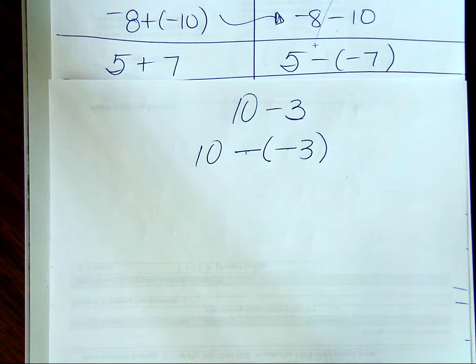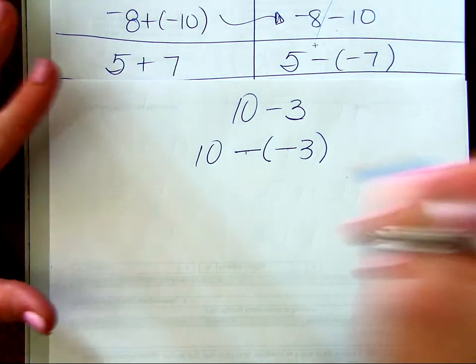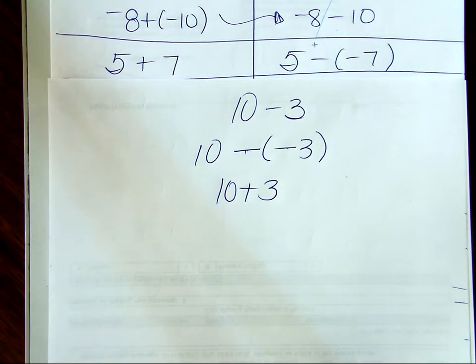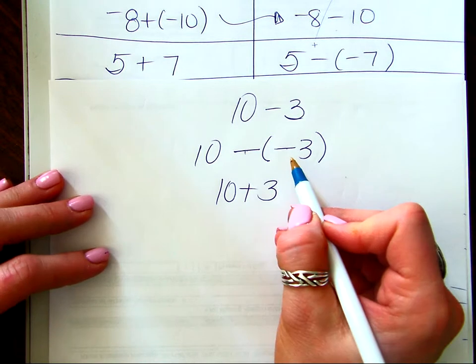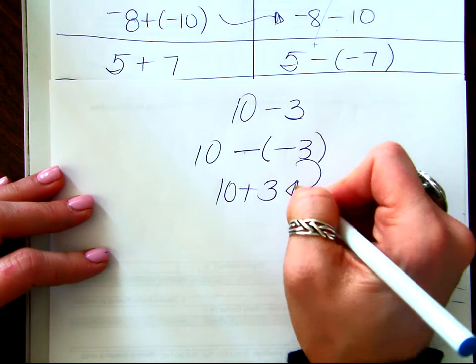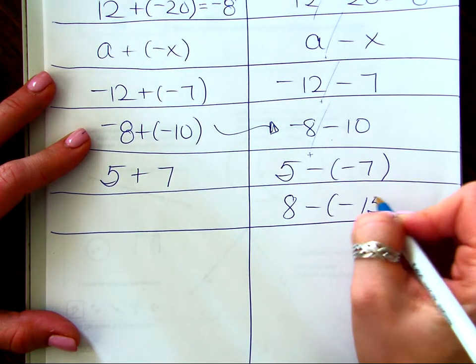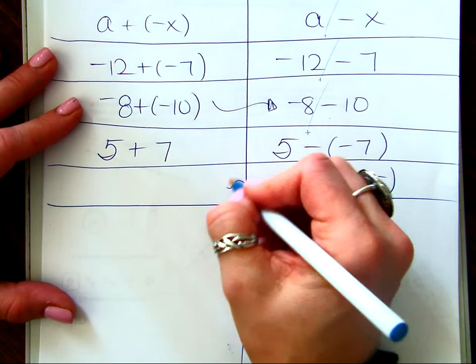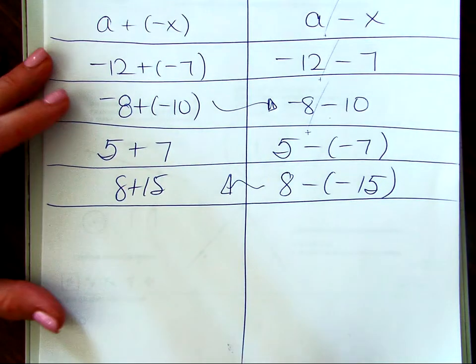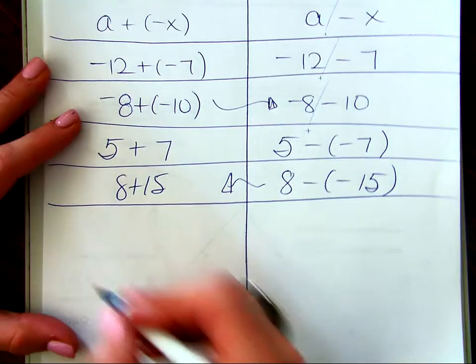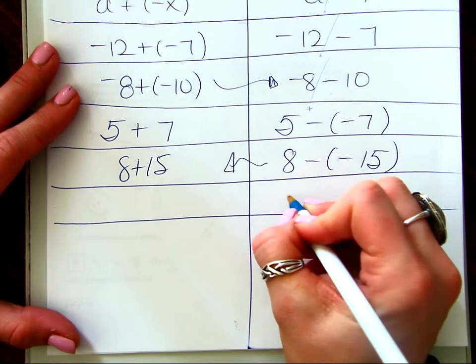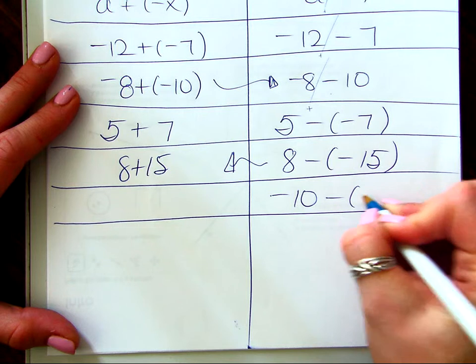So what happened when you take out a fee? Money actually goes back in. So I now have that $3 back, guys. Taking out a fee or subtracting a negative means you're really adding. So if I say 8 minus negative 15, that's really the same as what? 8 plus 15. Got it? Yes? Good. So what about negative 10 minus negative 10?